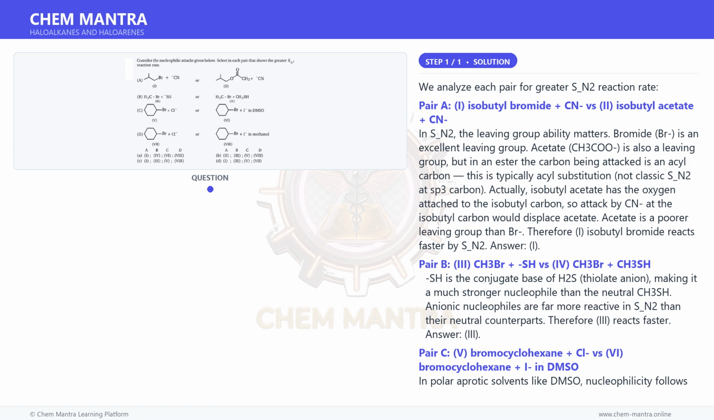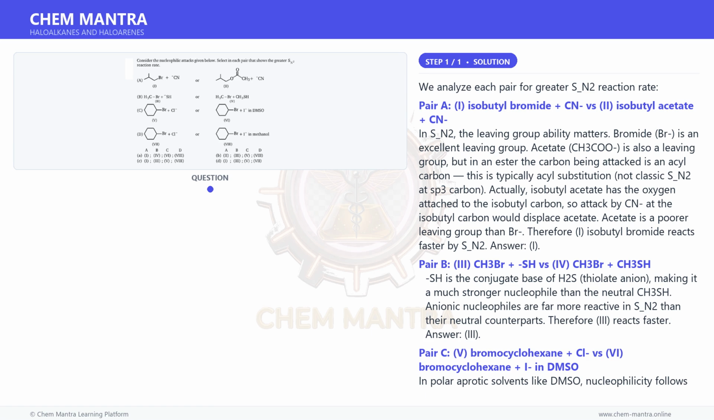Actually, isobutyl acetate has the oxygen attached to the isobutyl carbon, so attack by CN- at the isobutyl carbon would displace acetate. Acetate is a poorer leaving group than Br-. Therefore, isobutyl bromide reacts faster by SN2. Answer: 1. Pair B, 3, CH3Br plus SH- versus 4, CH3Br plus CH3SH.